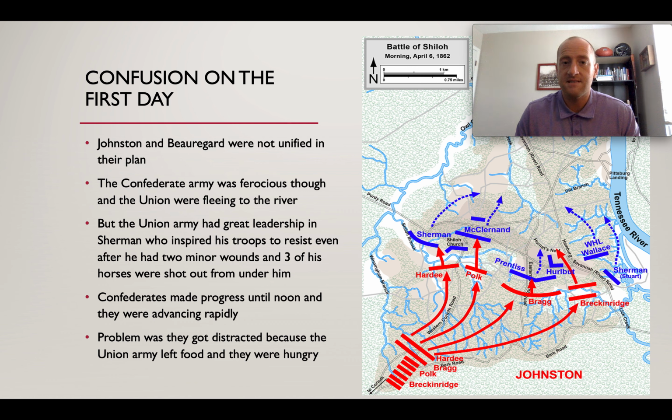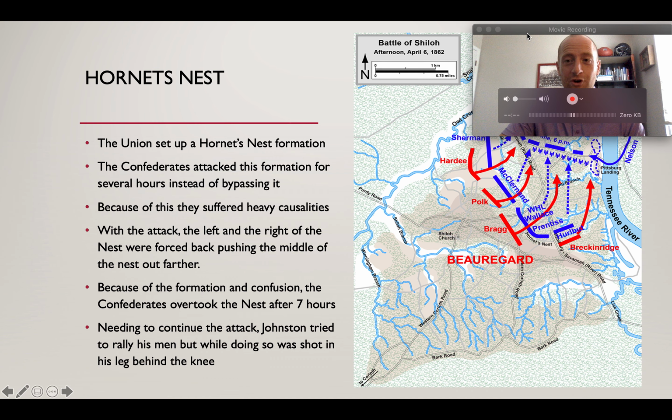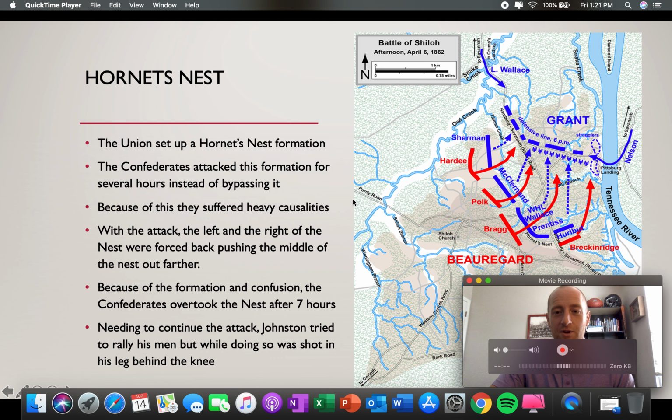They were able to resist for a time, and the Confederates made progress until about noon, because when the Union left their encampments, they left a lot of food. And the Confederate side was hungry. They didn't have the food. And so when they found food, they said, time out, we're going to eat, and then we'll go continue the fighting. So what this did is it gave the Union time to regroup and create a new formation. They created what's called the Hornet's Nest.